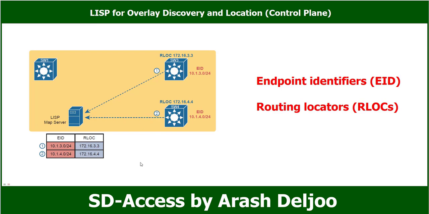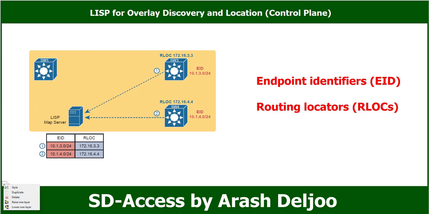In LISP technology, we have a LISP map server. In this map server, we have a database. This database correlates EIDs, meaning endpoint identifiers, to routing locators, or RLOCs. Let me explain it. The LISP map server keeps the list of endpoint identifiers and matching routing locators, or RLOCs, which identify the fabric edge node that can reach the EID. Also, in the future, when the fabric data plane needs to forward a message, it will look for and find the destination in the LISP map server's database.